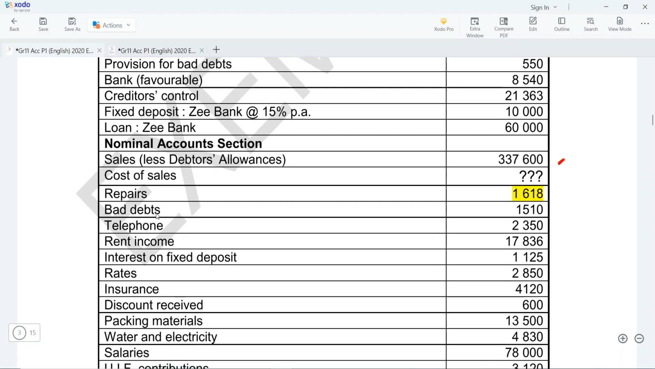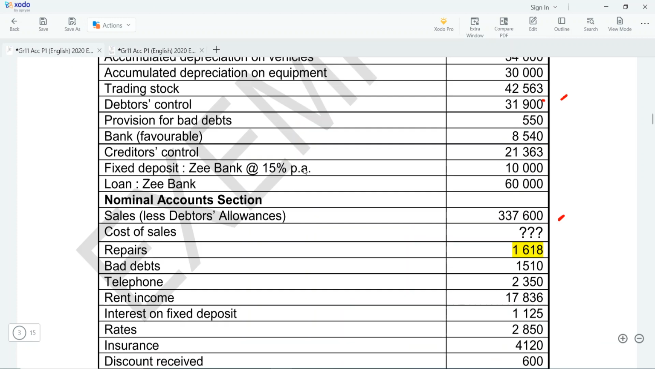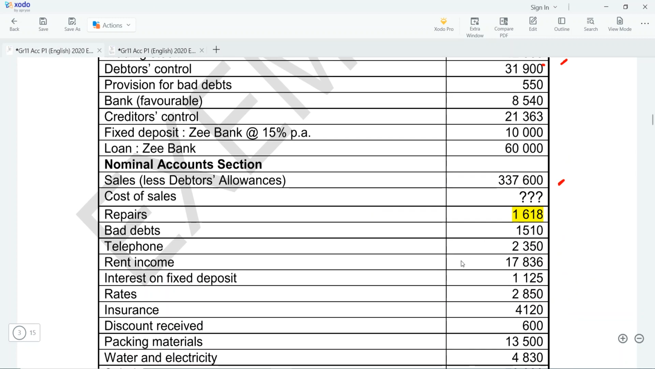So now we are going to start by trying to insert these things according to the format of the income statement. According to here, the sales that were given, which has already subtracted that has allowance, is 337,600. So we're going to have our sales here as 337,600, and we go to our cost of sales. Once you are done with this, please make sure that you tick these items so that you don't forget. Cost of sales, it's a question mark, so we'll come back to it.